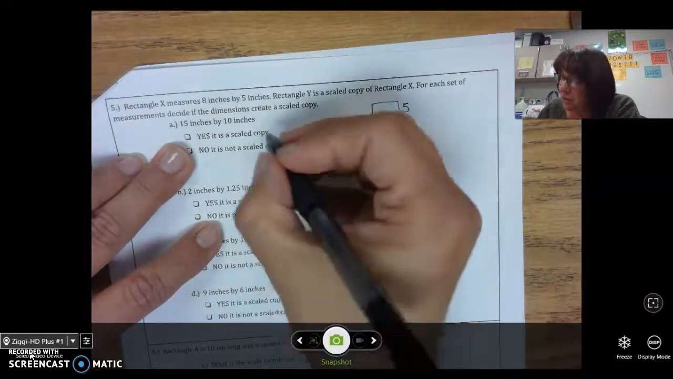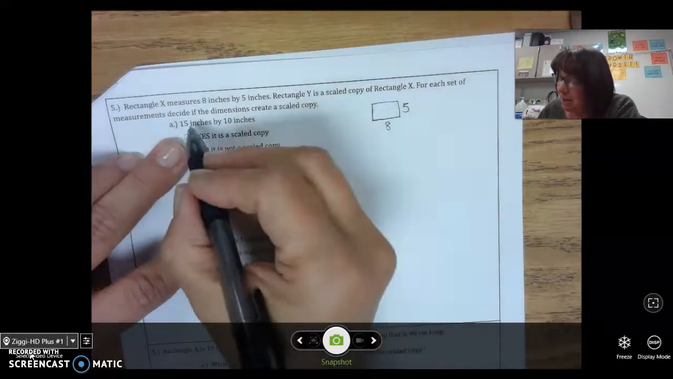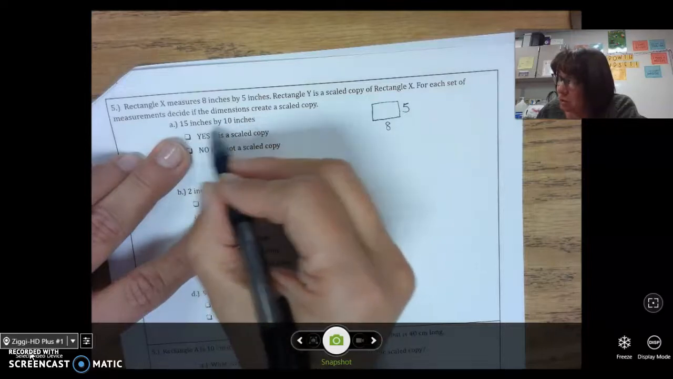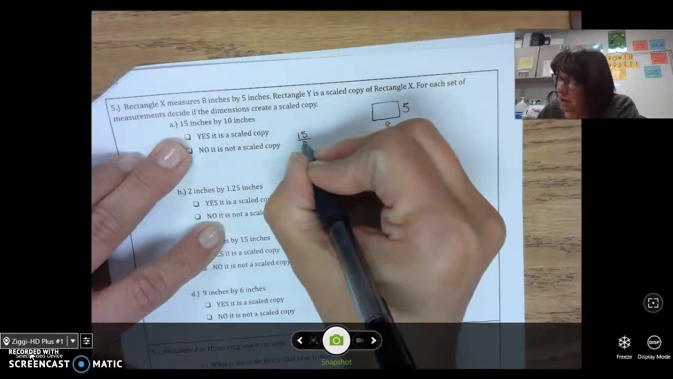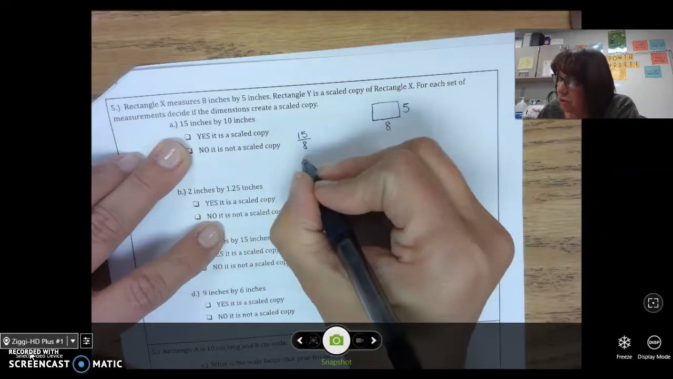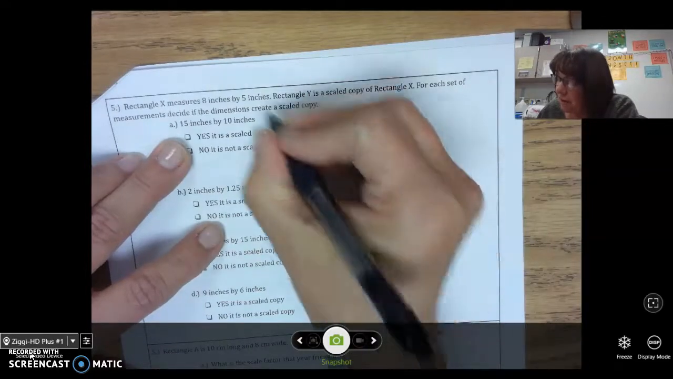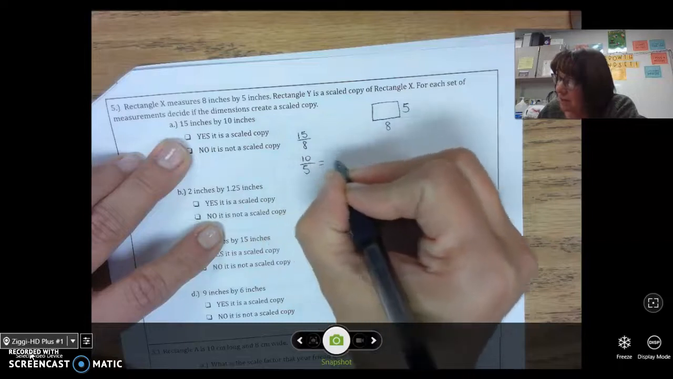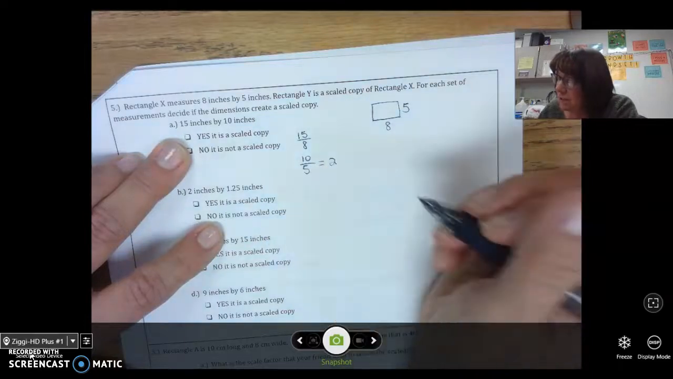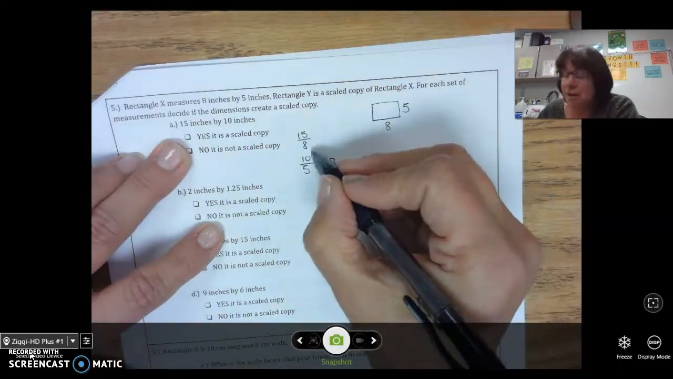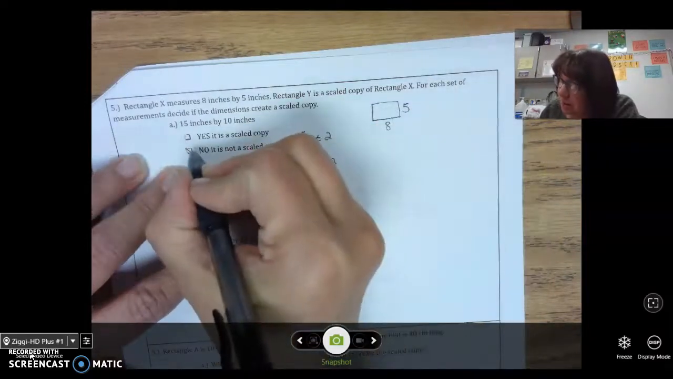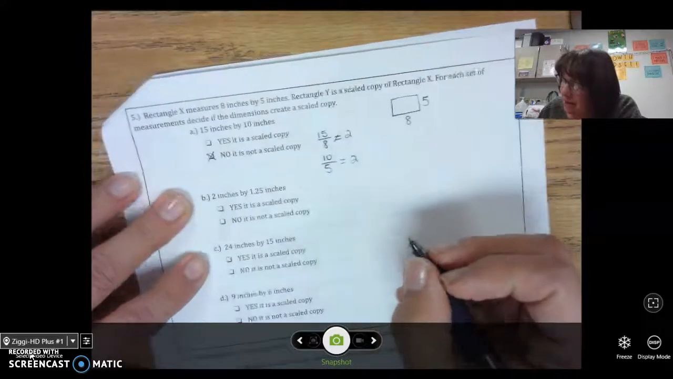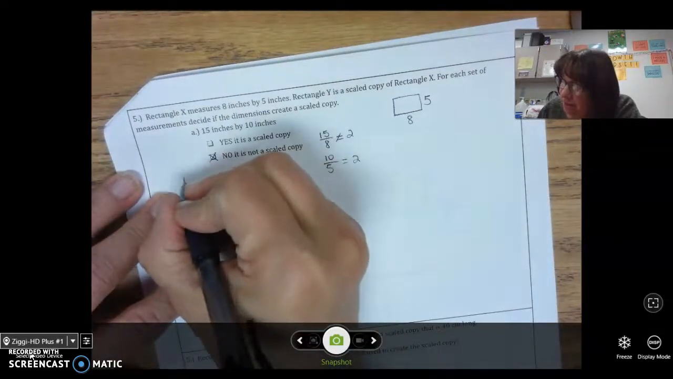Okay, so if it's 15 by 10, this is my copy, right? Rectangle Y. So I'm going to do copy over original. 15 is the long side. And then you do 10 over 5. 10 over 5 is the same as 2, but 15 divided by 8 is not 2. So this is not equal to 2, so no, it's not a scaled copy. Why not? The scale factors are not the same.